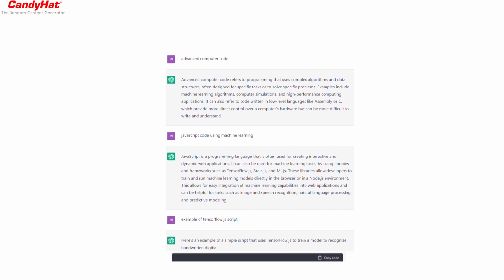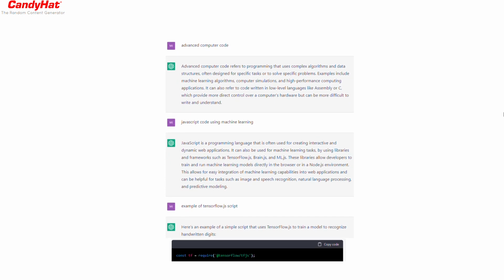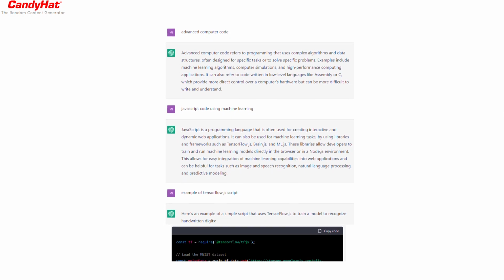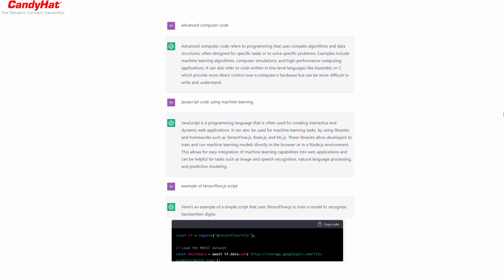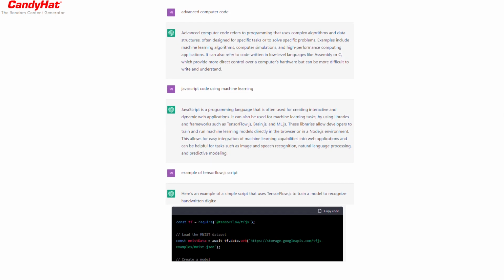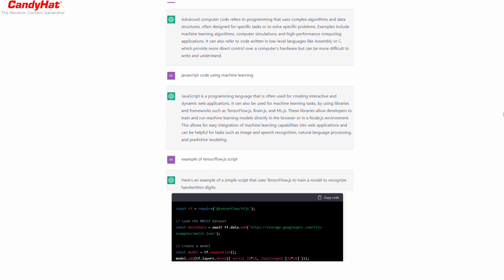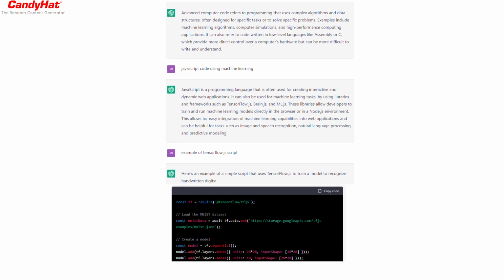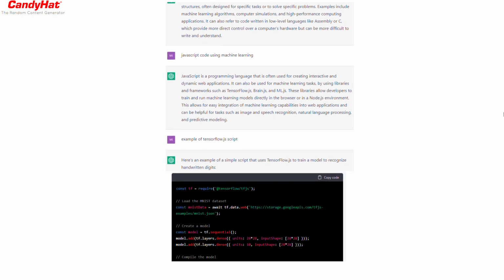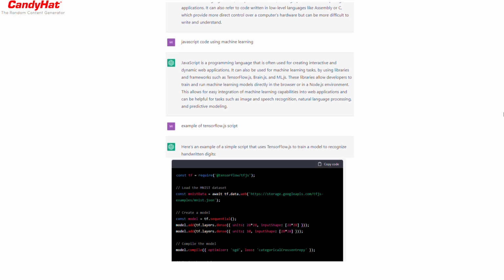JavaScript code using machine learning. JavaScript is a programming language that is often used for creating interactive and dynamic web applications. It can also be used for machine learning tasks by using libraries and frameworks such as TensorFlow.js, Brain.js, and ML.js. These libraries allow developers to train and run machine learning models directly in the browser or in a Node.js environment. This allows for easy integration of machine learning capabilities into web applications and can be helpful for tasks such as image and speech recognition, natural language processing, and predictive modeling.